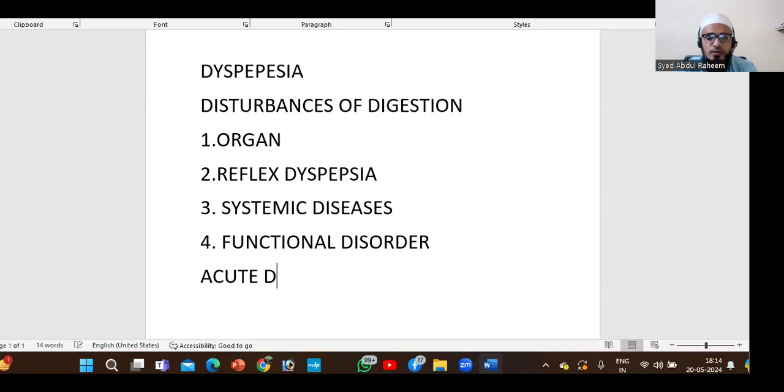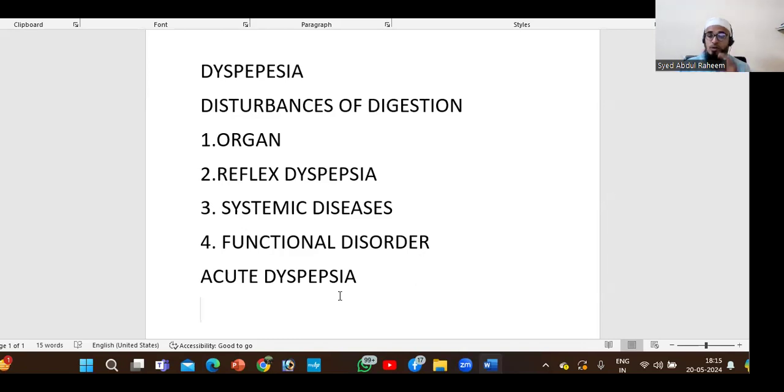In acute dyspepsia, what will happen? You will have sudden pain in the abdomen or epigastric region, or nausea, vomiting sensation, or sometimes fever, or tightness in the abdomen, which suddenly started. It doesn't last from a longer time.